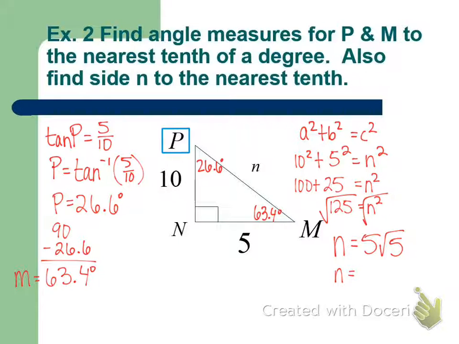So if we have 5√5 as a decimal, what do we get? Or just the square root of 125 as a decimal? Good, 11.2. So I would accept either of those for side n. 5√5 or 11.2.